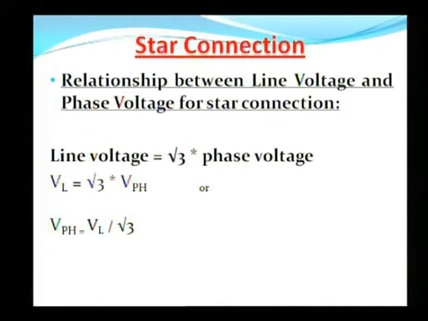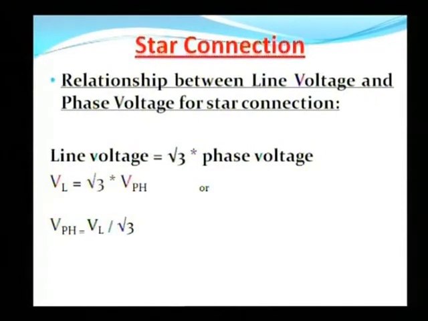So this is our delta star to delta connection, or it is a Y to delta connection. Now starting with the star connection, to understand the relationship between the line voltages and phase voltages, and the line current and the phase current for the star connection as well as the delta connection. Let's start with the star connection and the relationship between the line voltage and the phase voltage.